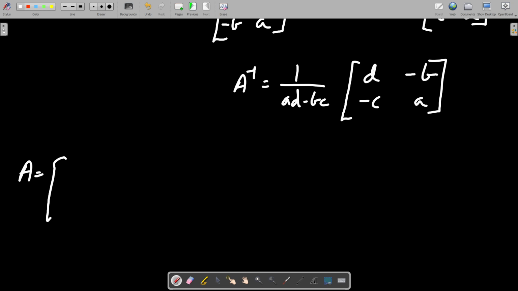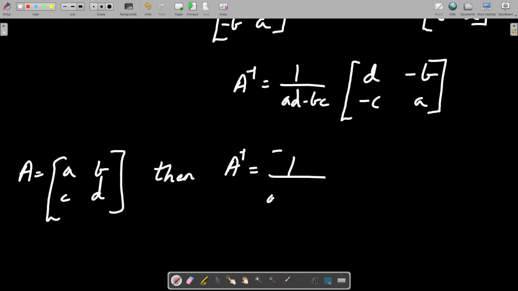If A is A, B, C, D, then A inverse is equal to 1 upon this AD minus BC. So what is the similarity between both the matrices? You all can see. What I've done is I've interchanged the positions of A and D. Can you all see that? Right? And I've just reversed the signs. Basically, I multiplied by minus 1 for C and B. Clear?